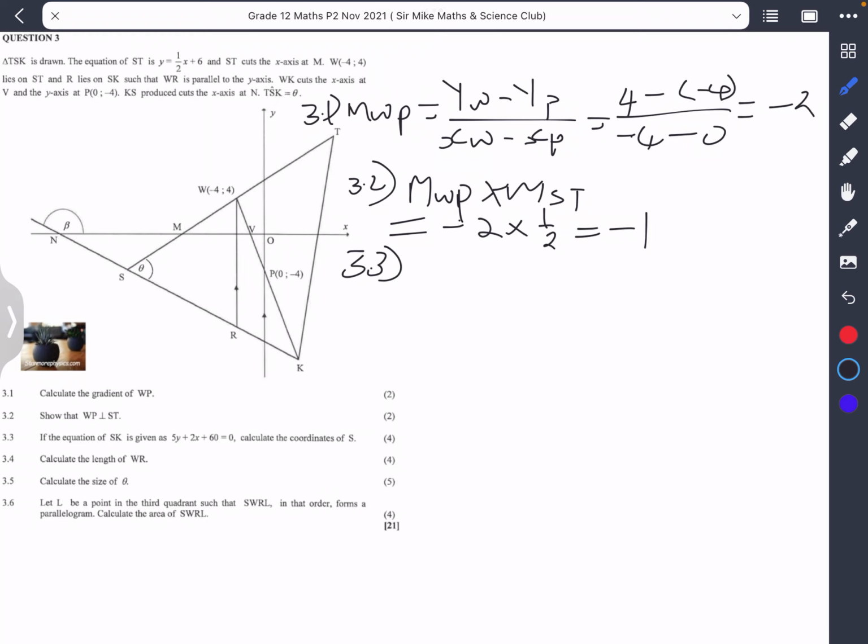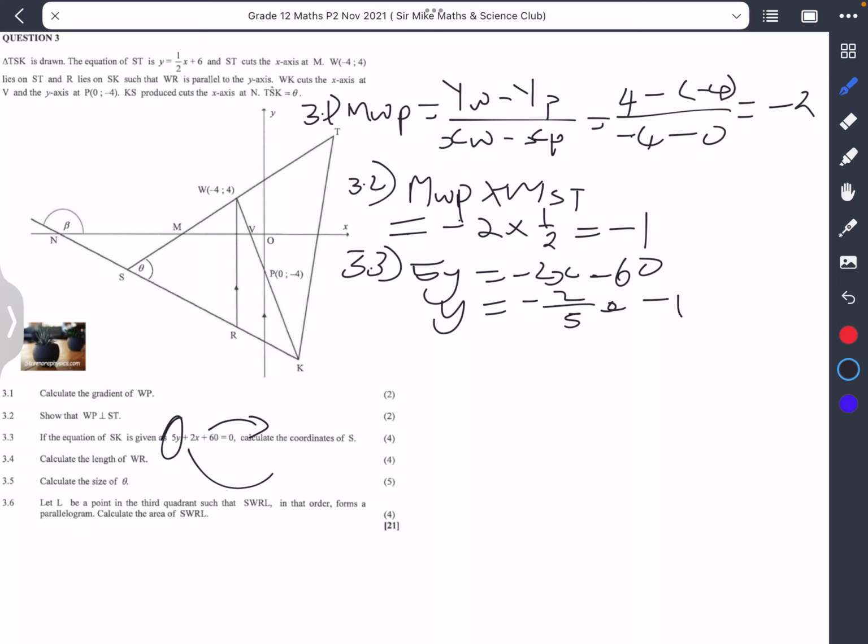So if I try to do that, I'm going to transpose the rest to the other side, right? And then of course leaving that 5y. So in this case, what I would have would be 5y equals negative 2x minus 60. Then of course I would divide by 5 on both sides. So in this case I would have y equals negative 2 over 5 x minus 12. We know that negative 60 divided by 5 gives us 12, if I'm not mistaken.